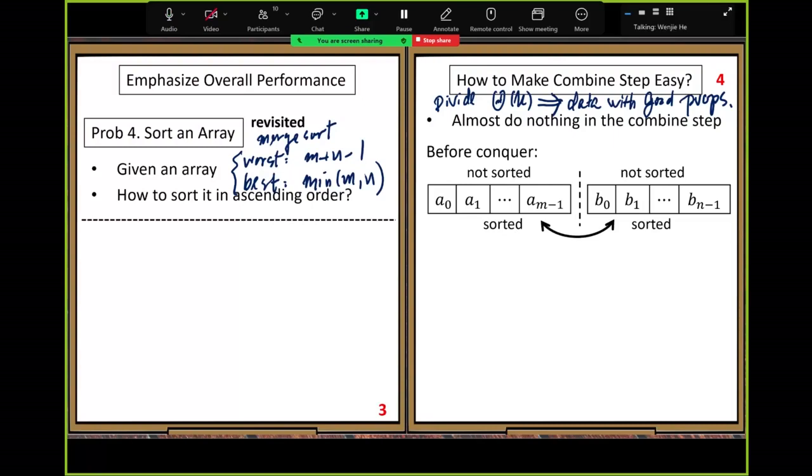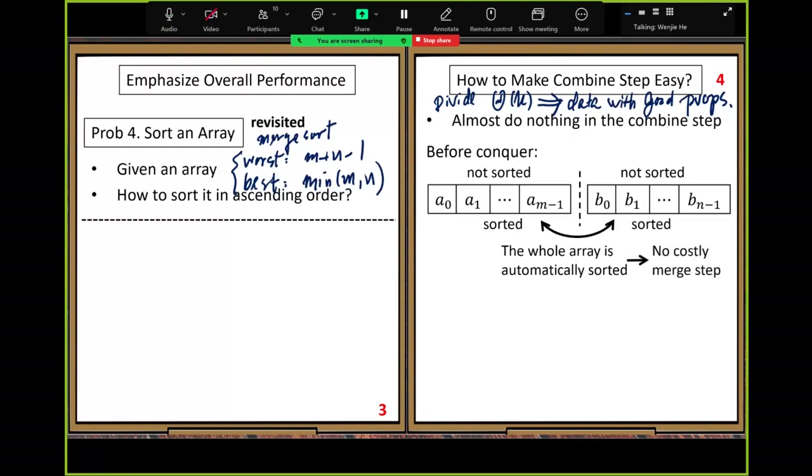So that's what we want to have. This is a nice property. This property we want to achieve from the divide step. The whole array is automatically sorted without any comparison. You don't need to do any work. You just put them together.